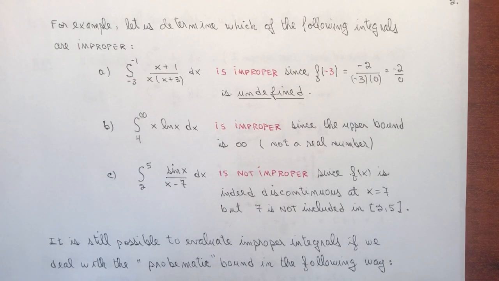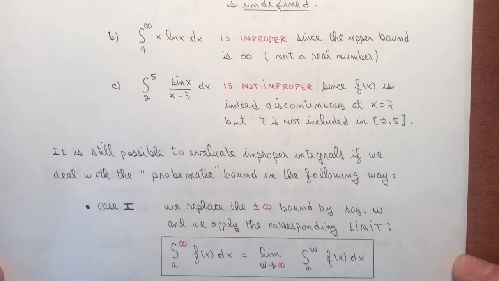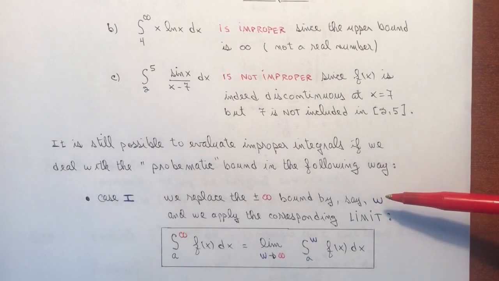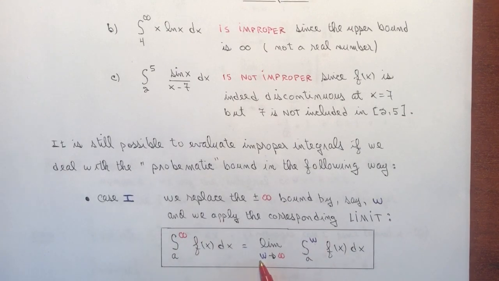Now, would it still be possible to evaluate improper integrals if we deal with the problematic bound in a specific way? Certainly. Let's see how case 1 pans out. If we replace the bad bound, plus or minus infinity, by, say, w, and we apply a limit as w approaches this plus or minus infinity bound, then we get the following expression. We replace infinity with w, and we let w go to infinity.